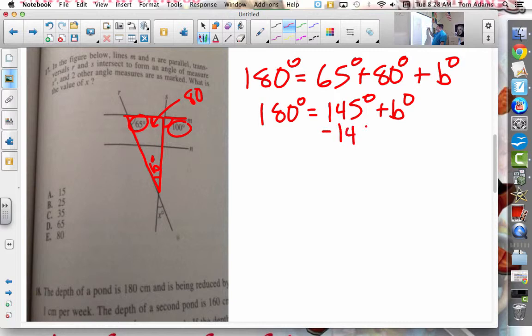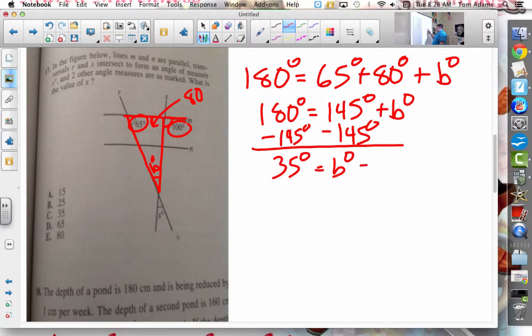If I subtract 145 from both sides, I end up with what? 35. And that's angle B, but because it's a vertical angle, that's also angle x.